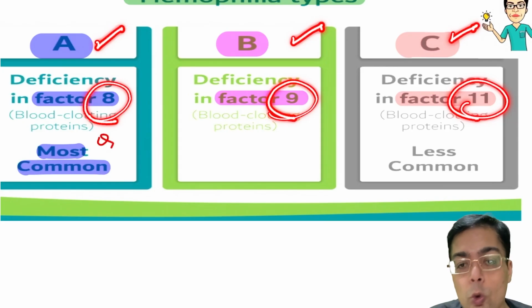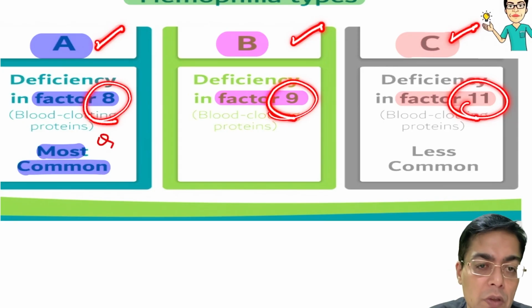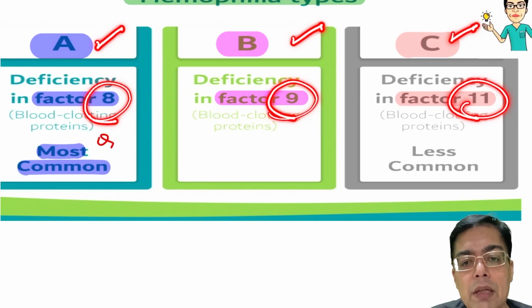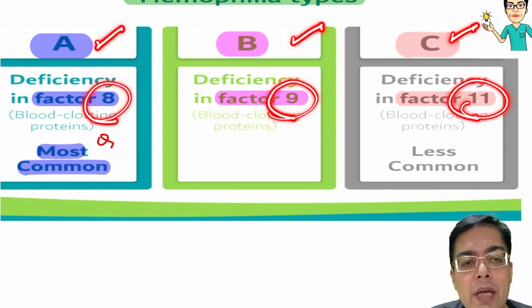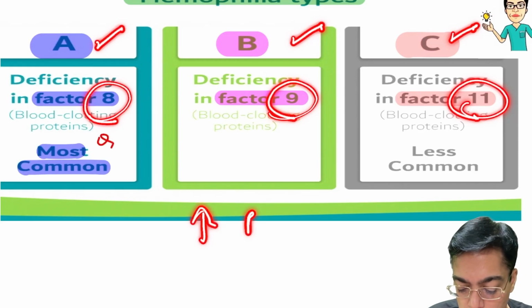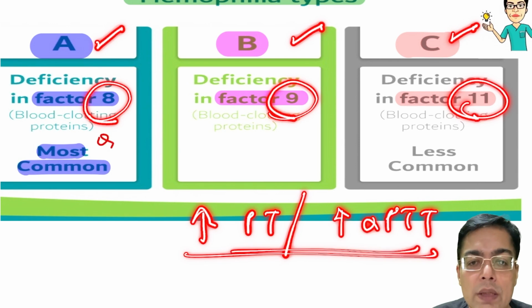And interestingly, all these factors are present in the same pathway. What was the pathway that we were talking about? They are present in the intrinsic pathway. So any of my patients who is going to be having hemophilia A or hemophilia B or hemophilia C will be having increase in the value of which parameter, friends? Will it be PT or will it be APTT? Yes, you know it very well. I want you to answer that question.